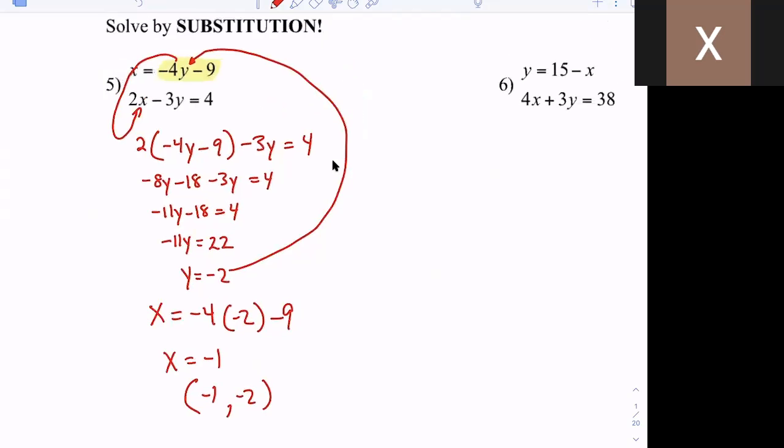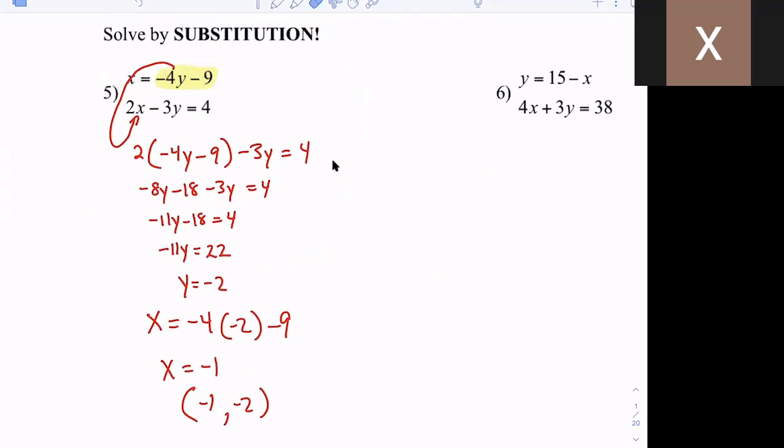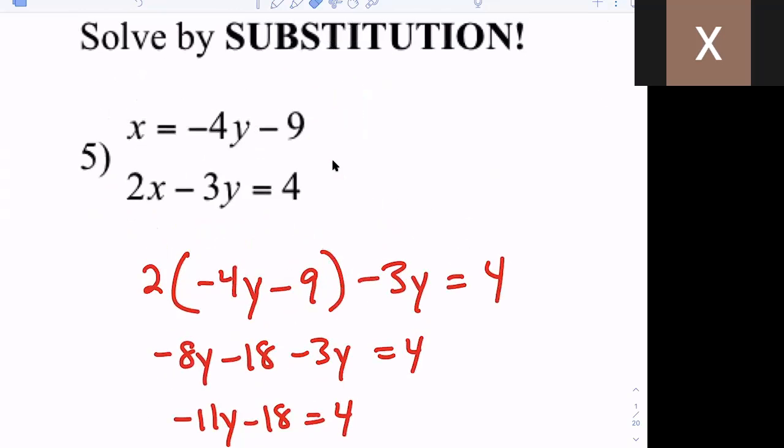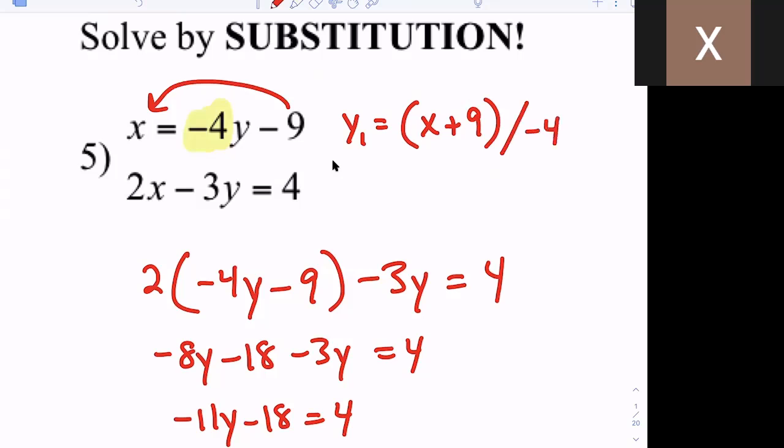Yeah, of course. So now here's where I need everybody's attention. I need to solve this for y. Please look up and make sure you're with me. I'm isolating the y. So I'm going to move the negative 9 over. If I move the negative 9 over, what does that become? X plus 9. Then I have to isolate the y, so I have to get rid of the 4. And how do I do that? Divide by negative 4. That's y1.